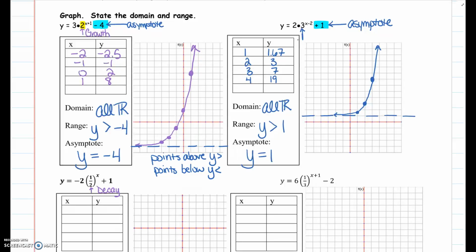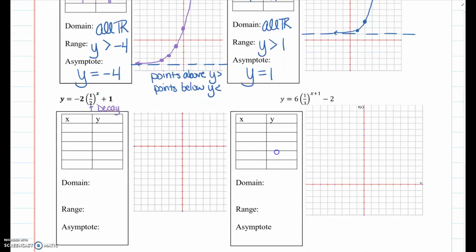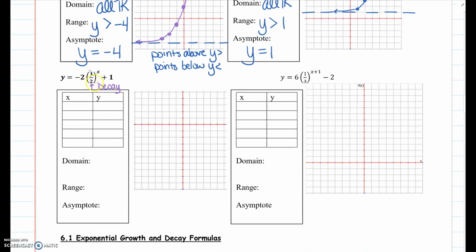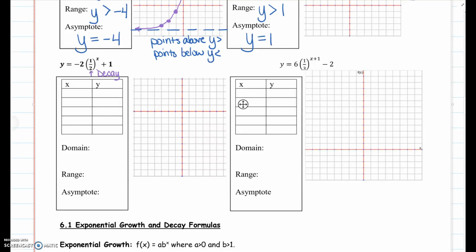The next one we're going to look at is exponential decay. We can tell that because it's 1/2 to the x, and that 1/2 is going to make it exponential decay. However, we're going to start out the same exact way we did before. So the +1 tells us what the asymptote is. Our asymptote is going to be at y equals 1.